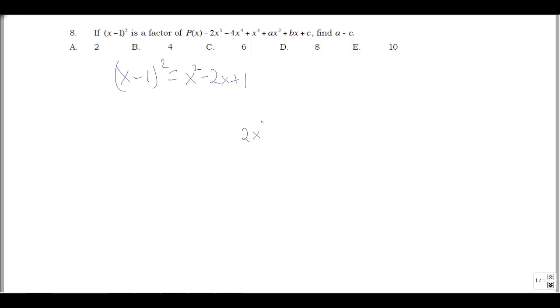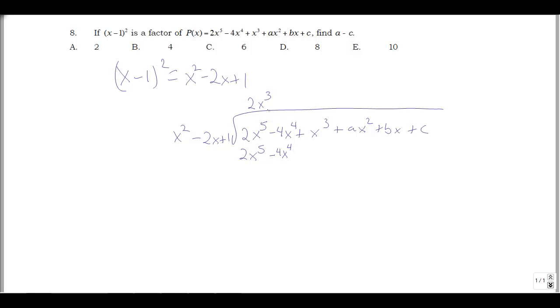So I get 2x to the fifth minus 4x to the fourth plus x cubed plus ax squared plus bx plus c, and I divide that by x squared minus 2x plus 1. I guess you could divide by x minus 1 twice, but I can do that in one shot this way. I think, x squared times what gives me 2x to the fifth? Well, I'll need a 2, then an x to the third. 2x to the third times x squared is 2x to the fifth. 2x to the third times minus 2x is minus 4x to the fourth. 2x to the third times 1 is 2x to the third.